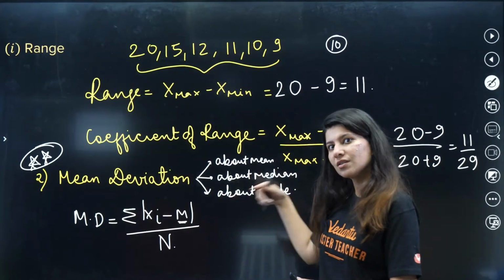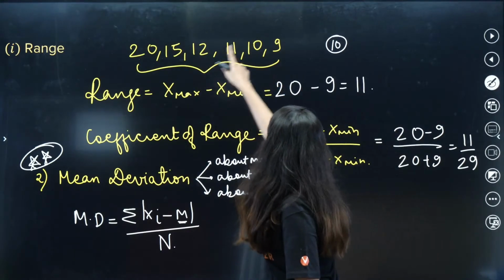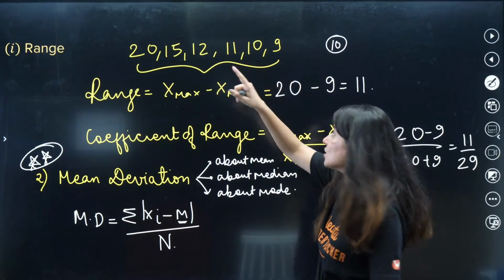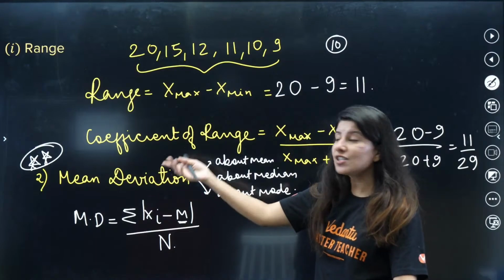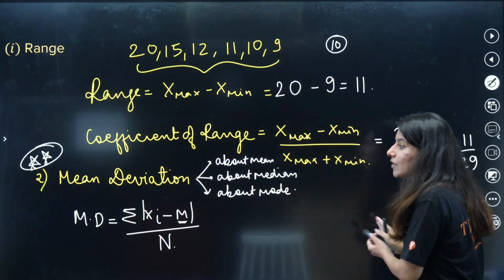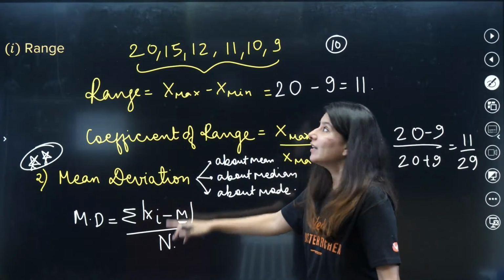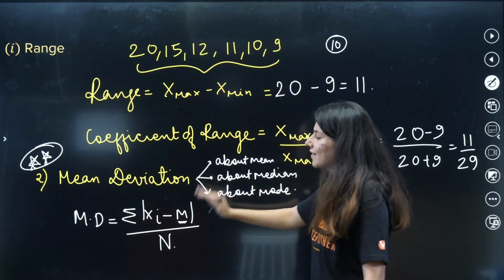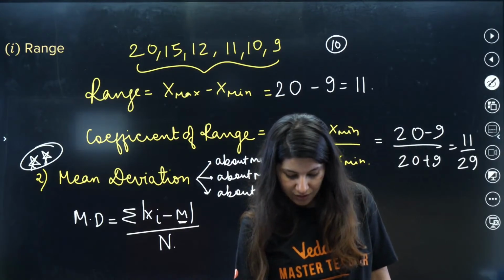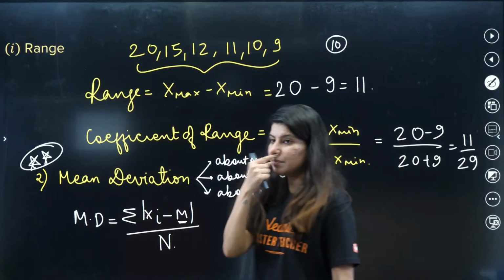Then 12 and 10, 2 is the deviation. 11 and 10, 1 is the deviation. 10 and 10, 0 is the deviation. 9 and 10, 1 is the deviation. Add all the deviations and divide by how many numbers there are. So 6 numbers are there, so divide by 6. This is what we call mean deviation.